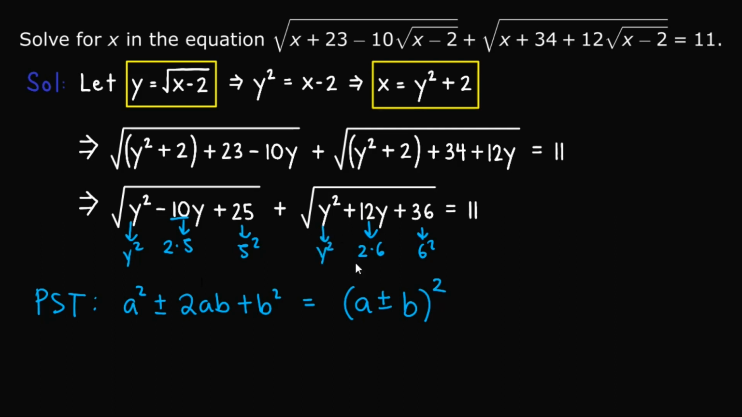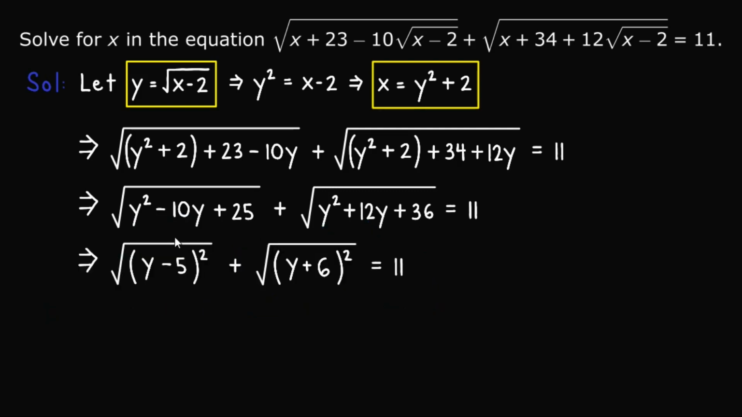Given these values, we can apply the perfect square trinomial factoring. That is, we'll get y minus 5 squared inside and y plus 6 squared inside. I hope you got that one correctly, or you understand that one properly.